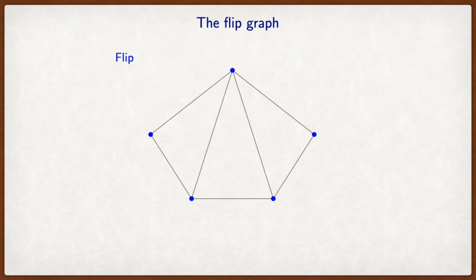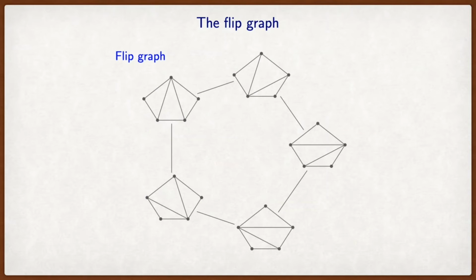Now, we can define what is a flip graph. First, let me define what is a flip. Consider an interior edge of the triangulation and the two triangles that contain such edge, such that the two triangles define a convex quadrilateral. Then, a flip of such edge is defined by exchanging the diagonal of such quadrilateral by the other, as in this case.